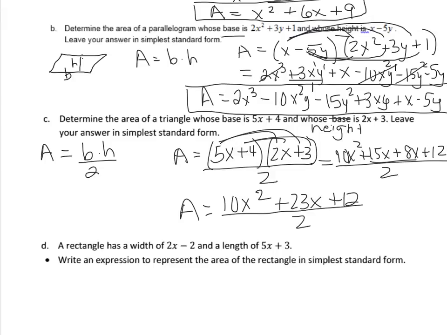Now, if you wanted to, you could rewrite this way, and it would be equivalent. 10x squared divided by 2 is 5x squared. 23 divided by 2 is 11.5, so plus 11.5x. And 12 divided by 2 is 6. So plus 6. If you wanted to divide each term by the 2, that would be fine too.